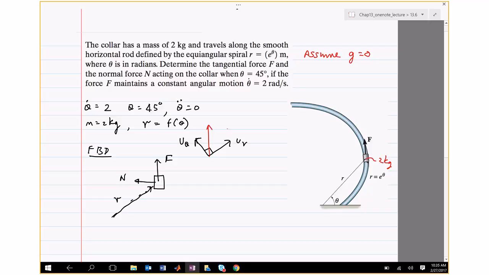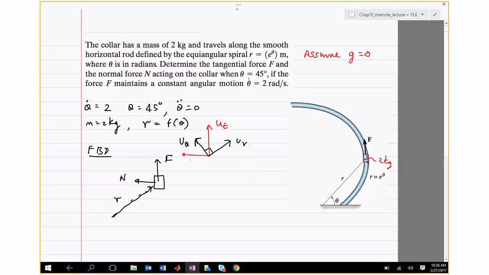So this is going to be U T because it's acting along F, and then UN is going to be in this direction. Does that not act towards the center? Oh, sorry, yeah, my bad. That's right.